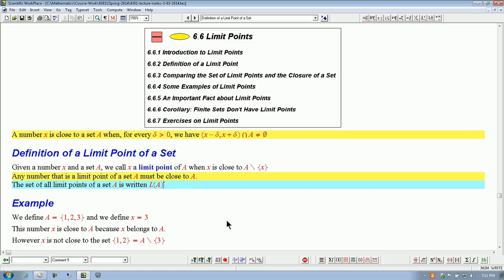All right. The set of all limit points of a set A is called L of A. So what numbers belong here? A number is there when that number is a limit point of A. There might be none, by the way. A set doesn't always have limit points. We'll talk about that in a minute. The set of those numbers that are limit points of a set A is called L of A.